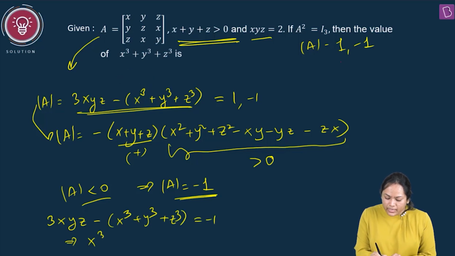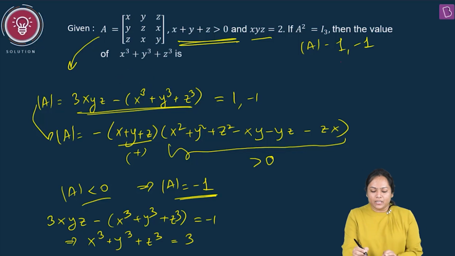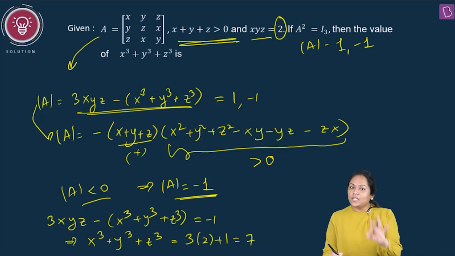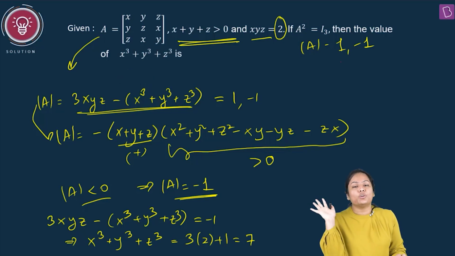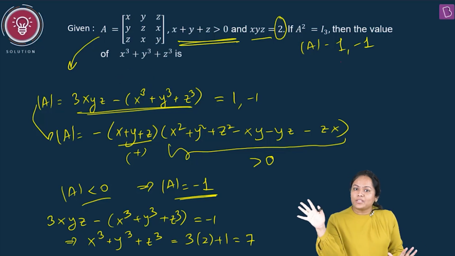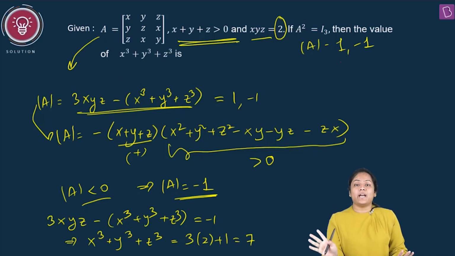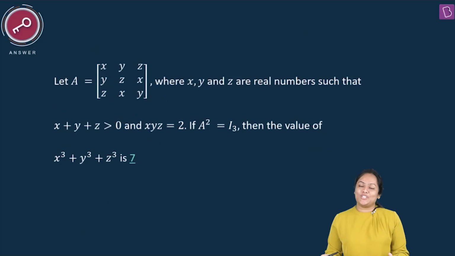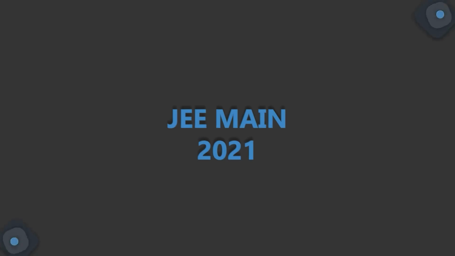And from here, x cube plus y cube plus z cube will come out as 3 times xyz. The value I'm substituting for xyz is 2. So it's 3 times 2 plus 1, which is equal to 7. So this will become the answer for the question. Have you understood, guys? You don't have to solve for A square. We'll find the determinant over here. Clear? Perfect. So the answer for the question is 7.